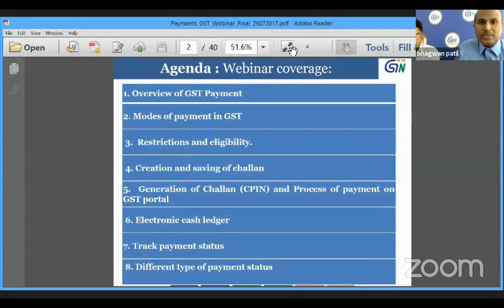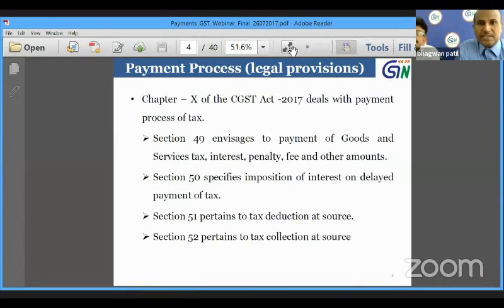And the challan includes all major heads, that is IGST, CGST, SGST and cess, and it also includes minor heads: tax, interest, penalty, fees, and payment through debit card. This is also a new era. Previously it was not possible to pay tax through a debit card or credit card, and now you can pay your payments through debit card, credit card or internet banking, then NEFT and RTGS.